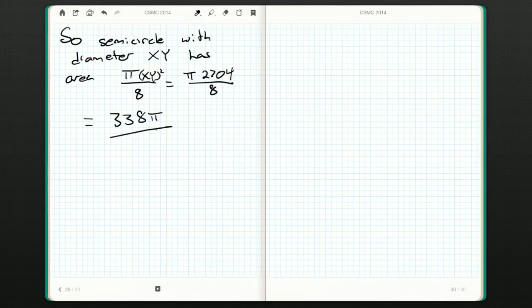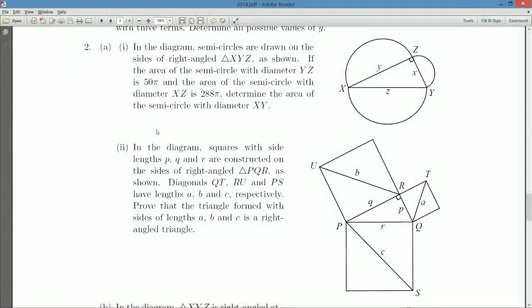Okay, and we've explained how we got it. We derived a formula for the semicircle area. Fantastic. Now for A, part 2, which should have some connection.